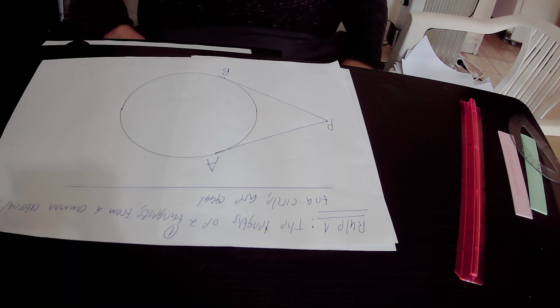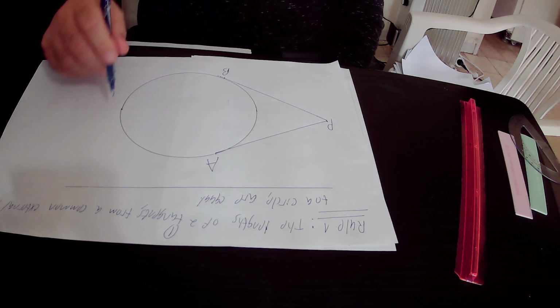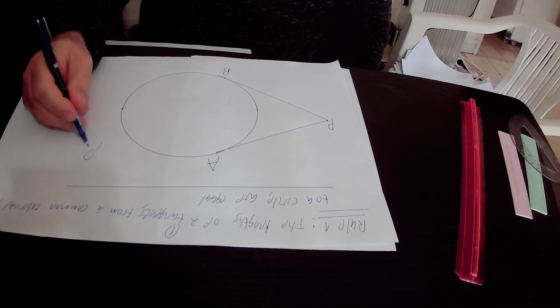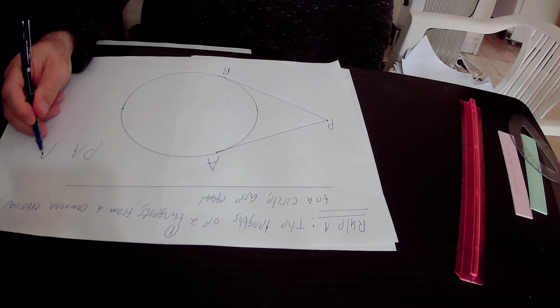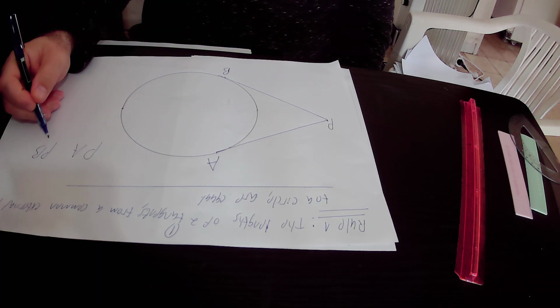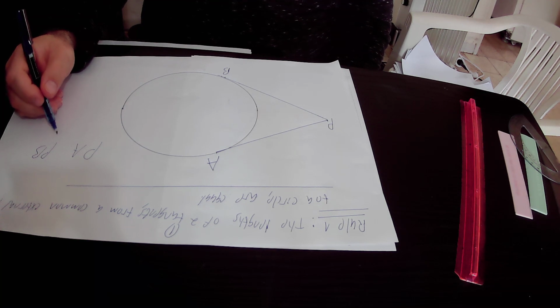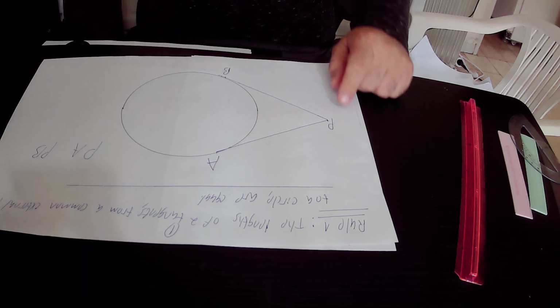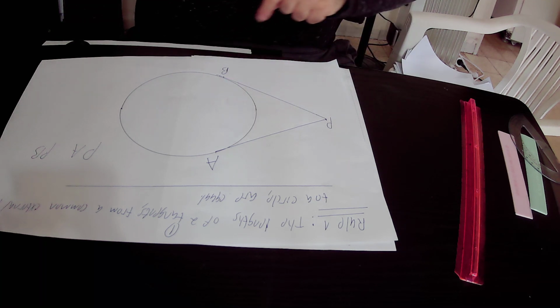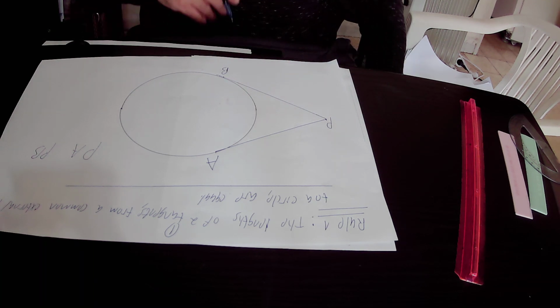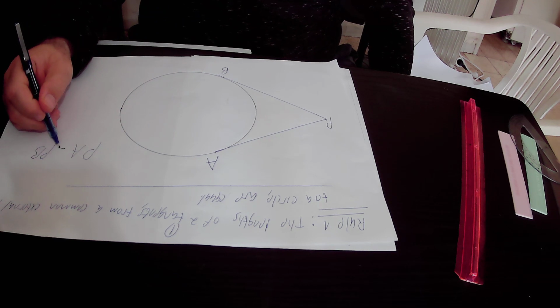According to rule number 1, the lengths of two tangents, that is to say the length of the first tangent, PA, and the length of the second tangent, PB, from a common external point, point P, to a circle, touching at points A and B, are equal. That is to say, PA equals PB.